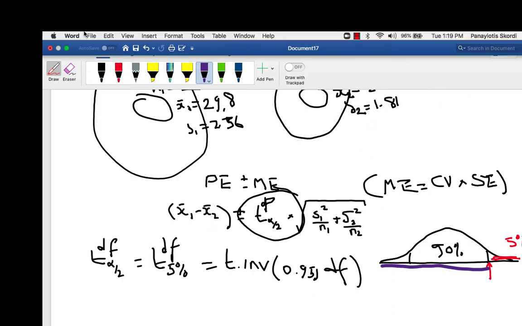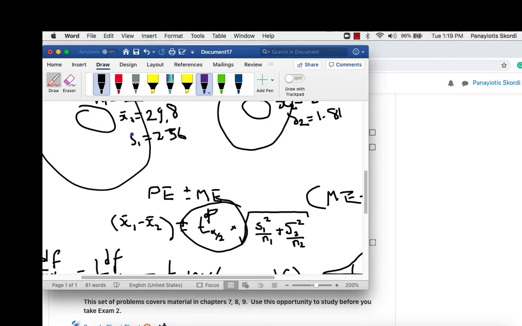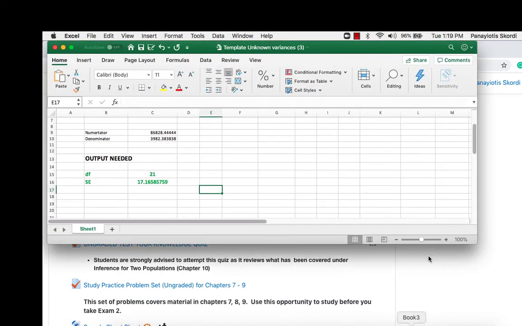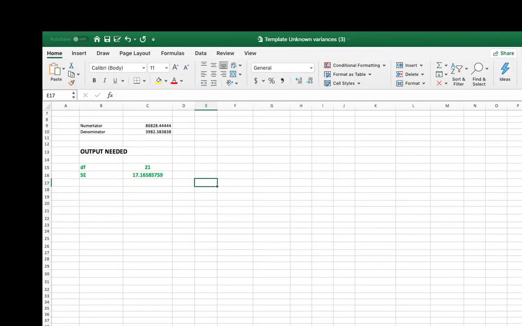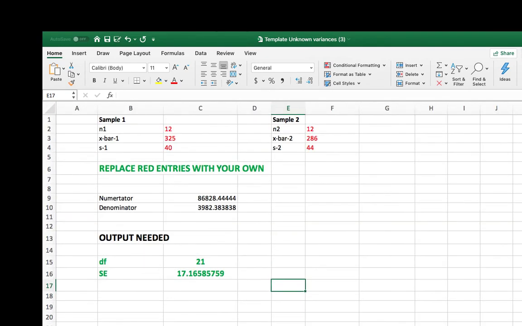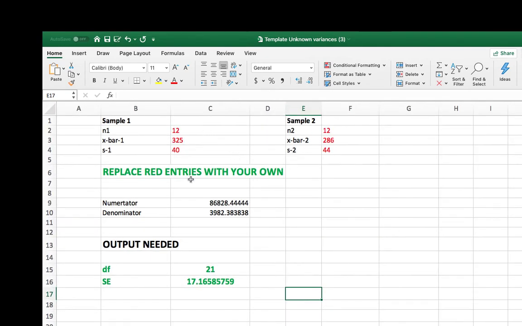So what we're going to do now is we're going to go to titanium. If you scroll down, it says template for unknown variances. You're going to click on that, and it will open up in here. Let's make that a little bit bigger so we can see more clearly what's going on. We have to put in only the red data. We don't touch anything else on this spreadsheet.